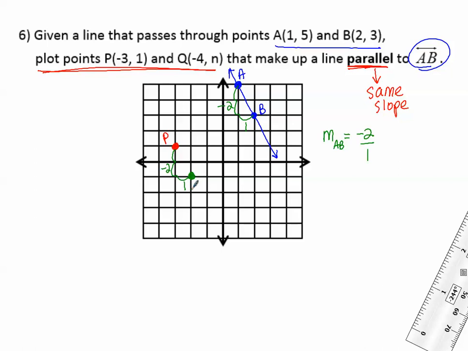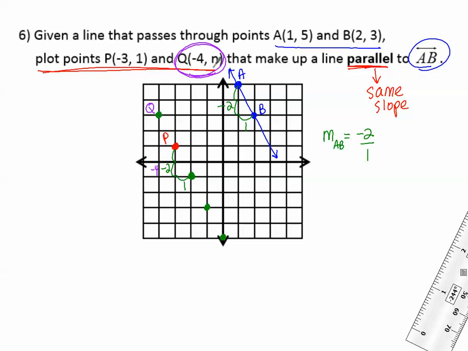Let's keep doing that. Down 2 and over 1. Down 2 and over 1. Now they specifically want point Q that is at the x-coordinate of -4. 1, 2, 3, 4. But we don't have a point there, so we need to do our slope backwards. Instead of down 2, up 2, and left 1. Now there is point Q because that has the x value -4.